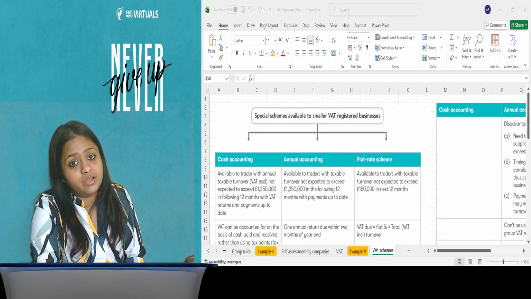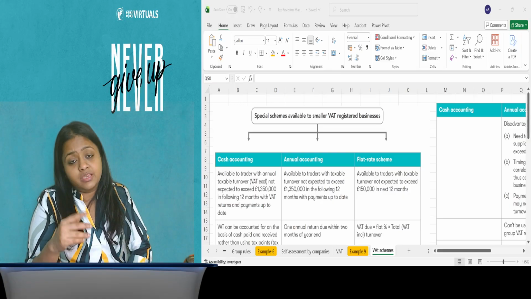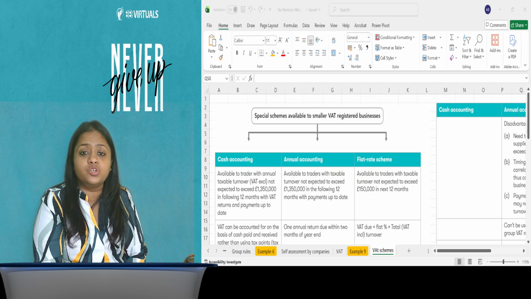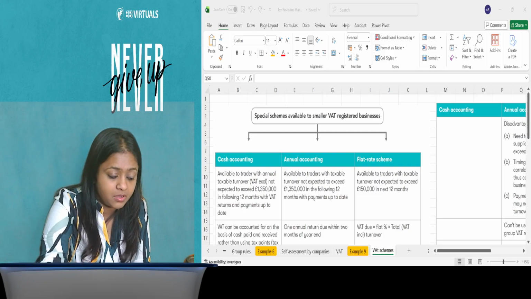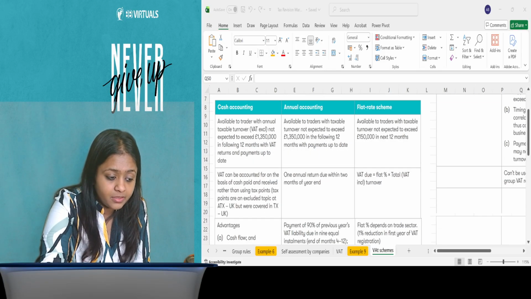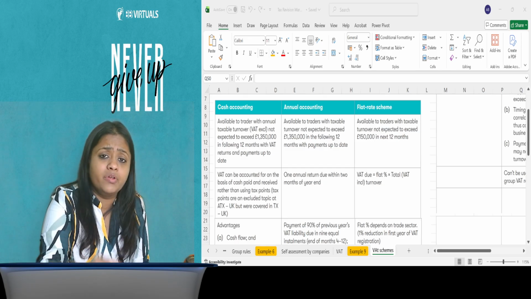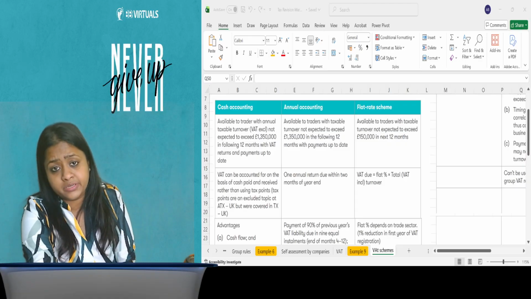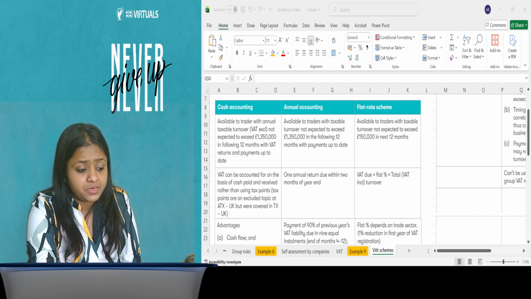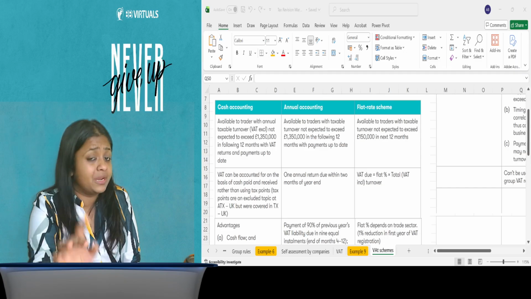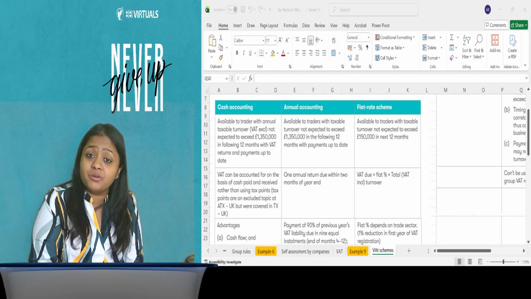Next scheme is annual accounting. As the name says, instead of doing the quarterly return filing, the taxpayer can do only one return to be filed within 2 months from the end of the accounting period, from the end of the tax year. From the year end, we take 2 months, and within that 2 month period, the return must be filed. But I never said anything about the taxes. I never said anything about the payments.